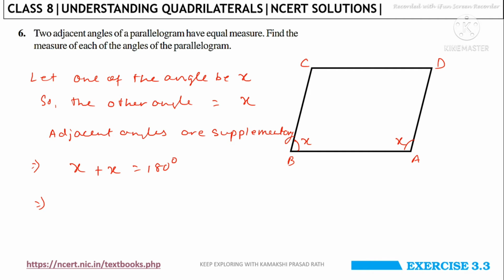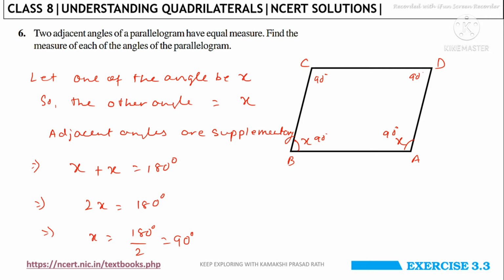So x plus x is 180. x plus x is nothing but 2x, and 2x equals 180 implies x equals 180 degrees by 2. So we get 90 degrees. Now x is 90 degrees. From the figure we can see that if x is 90, that is if angle A is 90, then every angle will be 90.